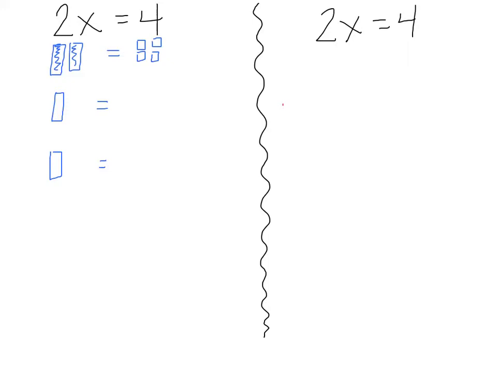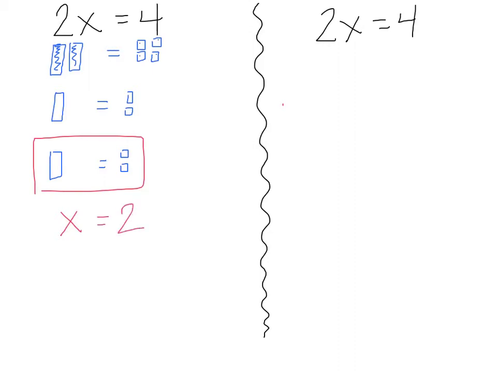But if I do this to the one side, I really have to do it to the other side to figure out how they match up. So I'm going to take my 4 little 1 units that I have here, and I'm going to break them into 2 groups, just like I did on the left side. And now I can see that this is my final answer. I have figured out that x is equal to 2.